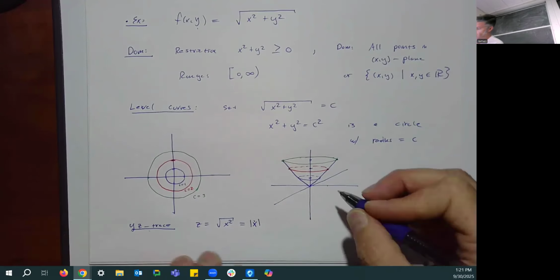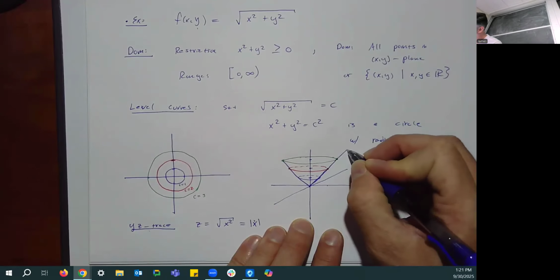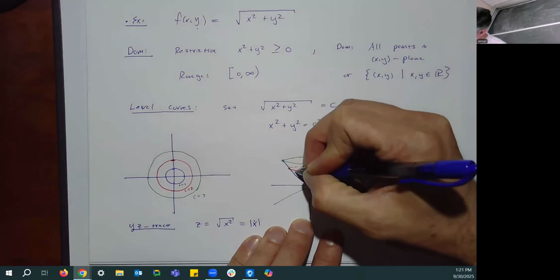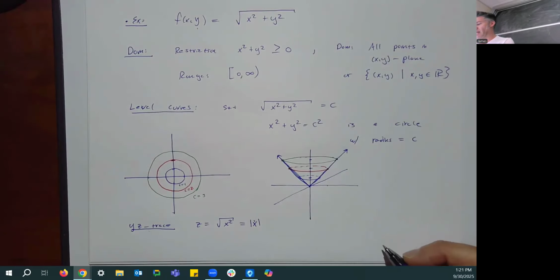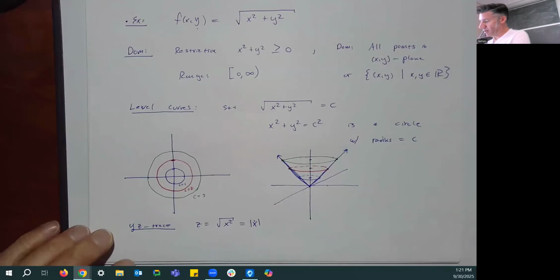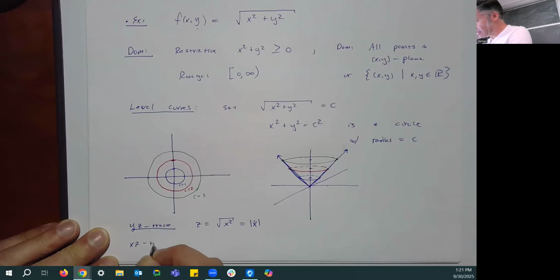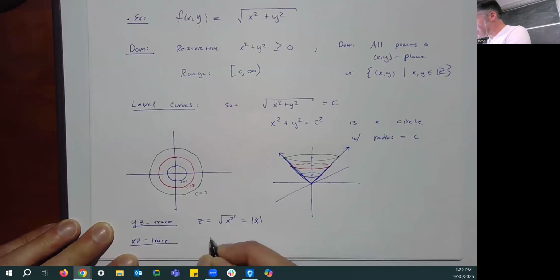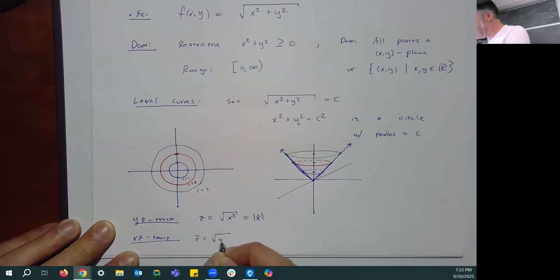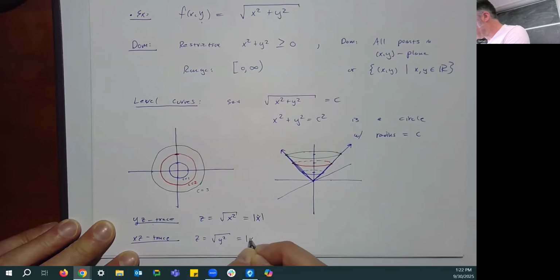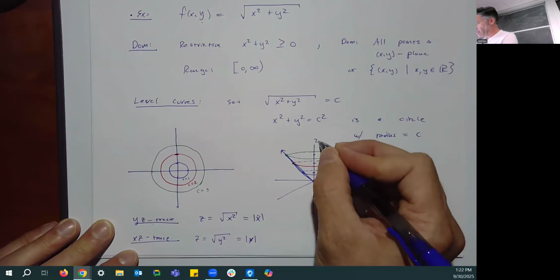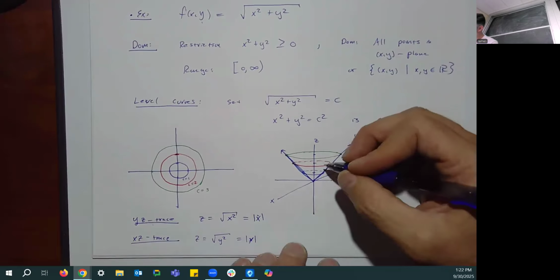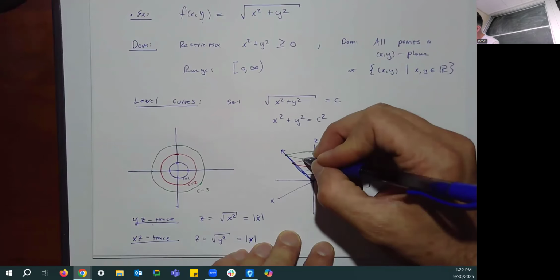And look, there's your absolute value. Sorry, that's the one in the x. That's the one in the xz trace. Apologies. My xz trace, if I set x equal to 0, is going to be z equal to the square root of y squared, which is the absolute value of y. That's that graph there in the yz plane. In the xz plane, it's right about there.